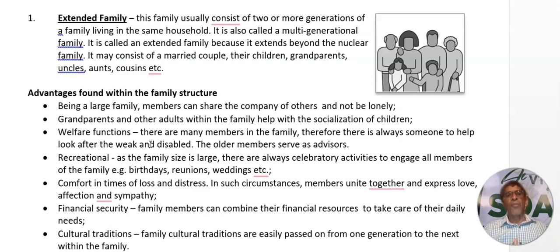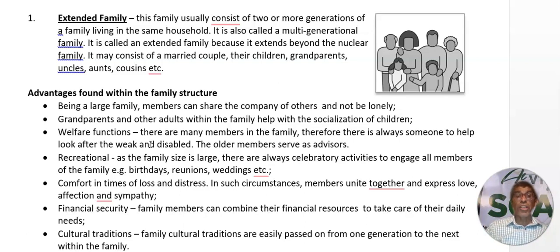Three, they carry out welfare functions. What do we mean by that? That members in the family look out for each other and help out each other. So persons who are sick or disabled, they look out for each other. Older members will give advice to the younger members as to how to deal with issues. All right. They carry out recreational functions.